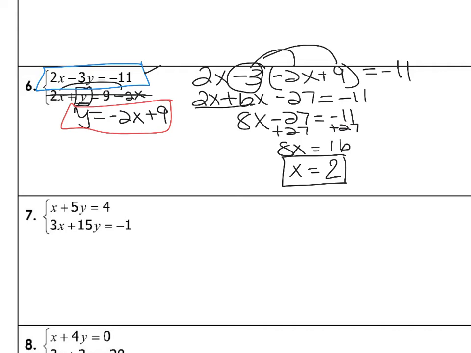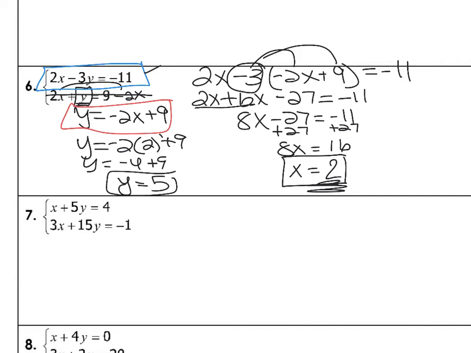All right, so I know what x is, so I'm going to go in here and replace x with the 2 from over here, and that's plus 9. So y equals negative 4 plus 9, so y equals 5. So my solution is 2, 5.